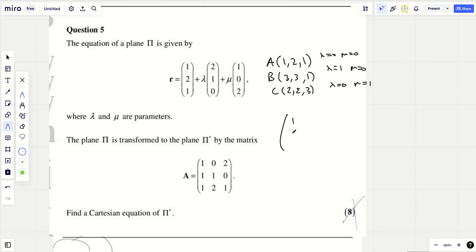So what I'm going to do is I'm going to take 1, 1, 1, 0, 1, 2, 2, 0, 1, and I'm going to multiply it by. Now you could write each one down individually, but it's just as easy to write another 3 by 3 matrix down, 1, 2, 1, 3, 3, 1, and 2, 2, 3, and find out where these points go. Because this will obviously show us where these points end up after we've performed the transformation.